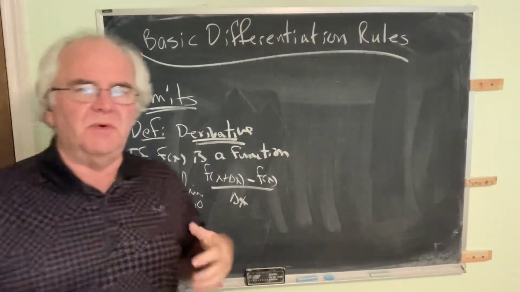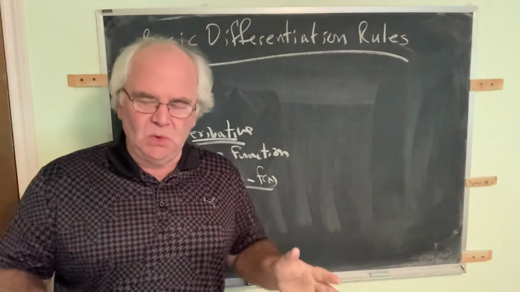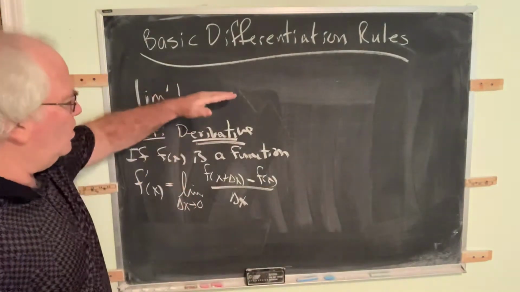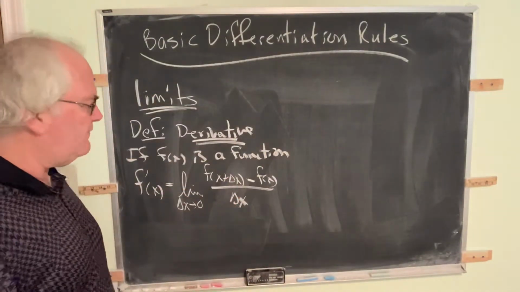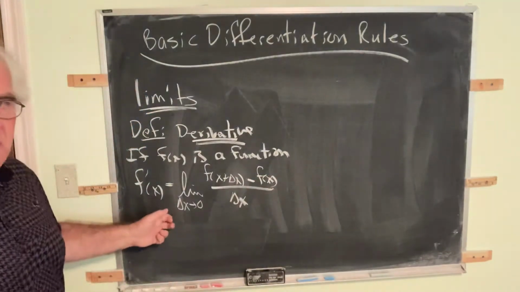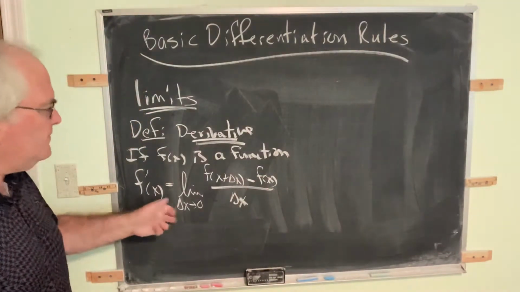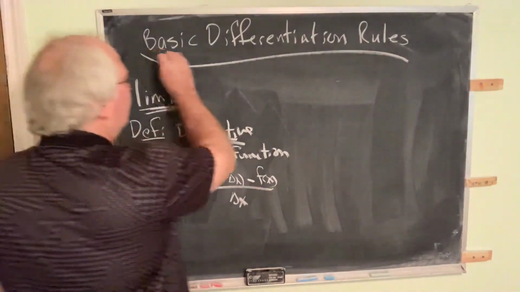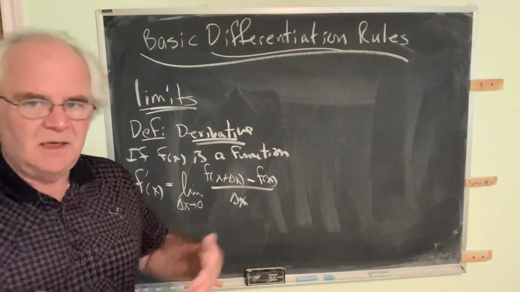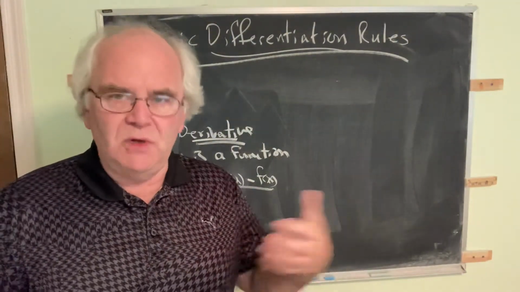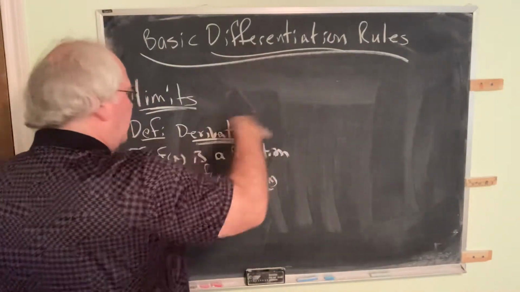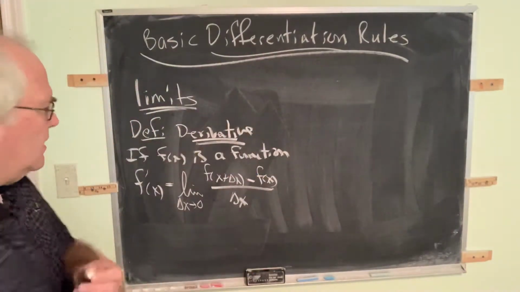What we're going to now do is develop some basic rules, some basic theorems, essentially, of how to find the derivative of certain functions without needing to go back every time to this limit definition. And so what we're going to talk about here are the basic differentiation rules. Differentiation means finding the derivative or computing the derivative. So derivative, differentiation, differential, all those words are in the same melting pot here.